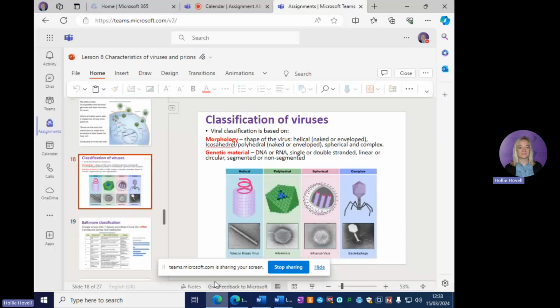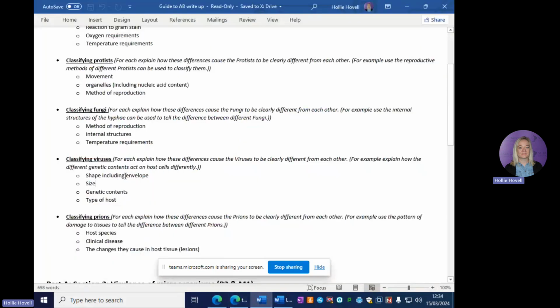Some viruses have an envelope. If they have an envelope, they are called enveloped, and without an envelope, they're called naked. So explain that difference again.